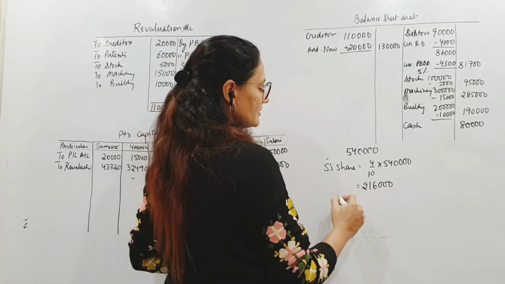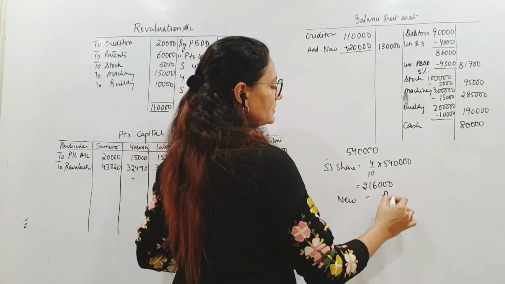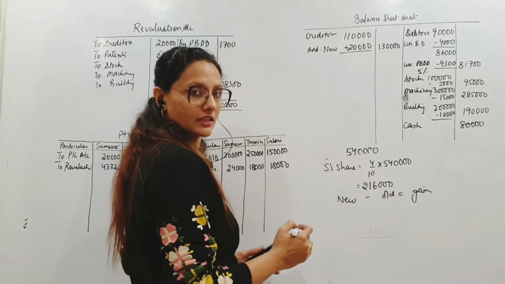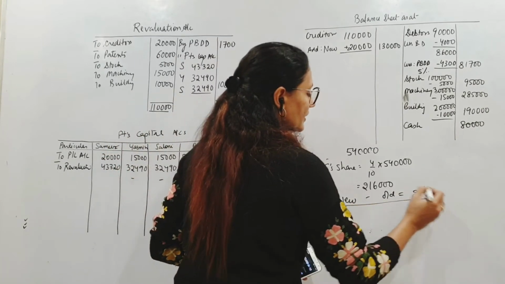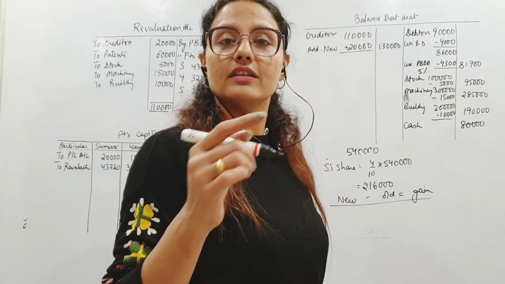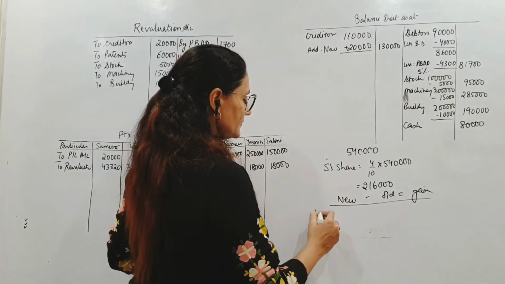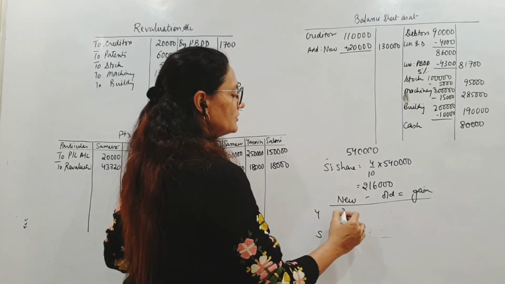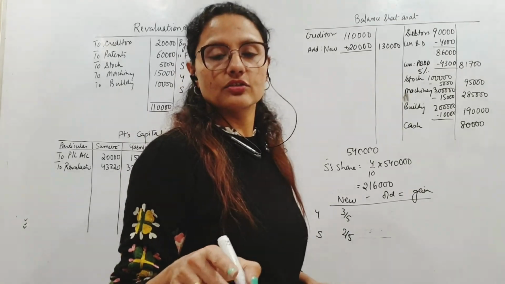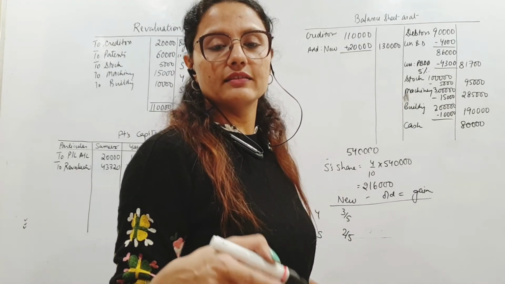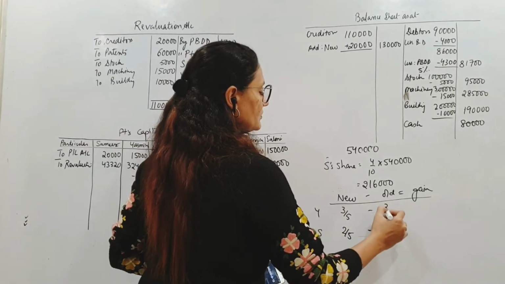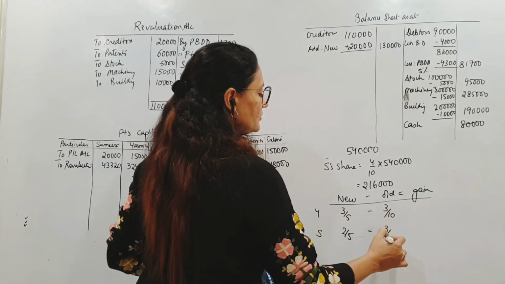Actually the gain is the new share minus the old share. Alright. So let's find out. New share is given. Yasmin and Saloni will share profits in the ratio of 3:2, meaning 3 by 5, 2 by 5. Old ratio they were equal, right? 3 by 10 and 3 by 10.